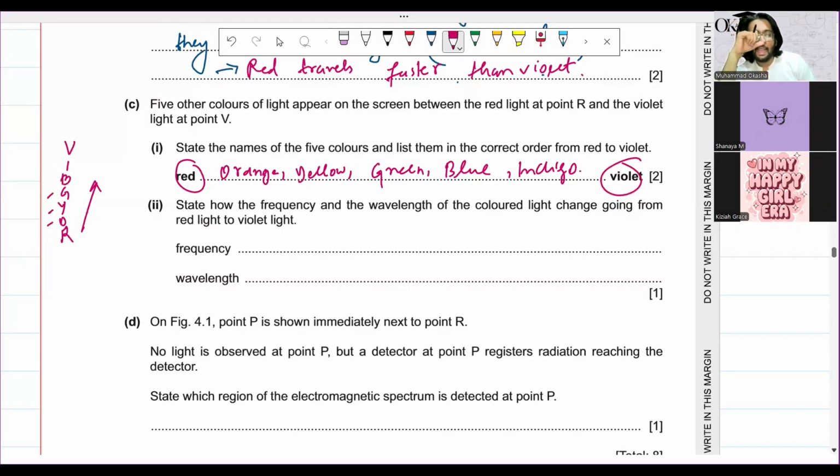State how the frequency and the wavelength of the colored light change going from the red light to violet. Now, this is the frequency change. Think about it carefully. I think we've discussed this before. As the light is traveling, in whatever circumstances, we know the frequency only depends on the source and it does not change. Frequency does not change. Why is that? Because it depends on the source.